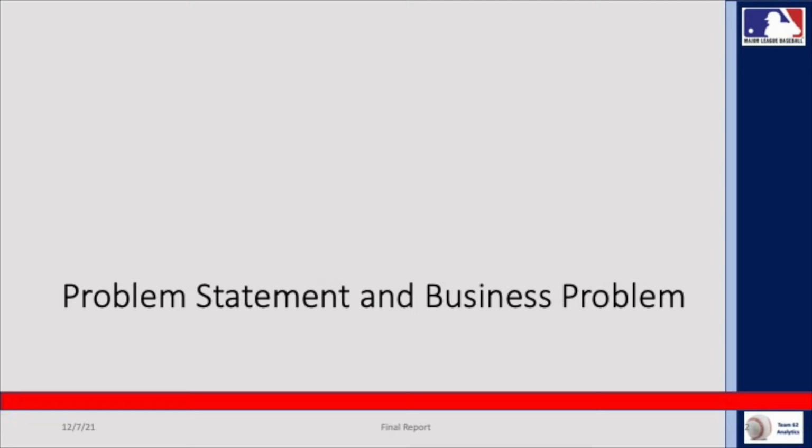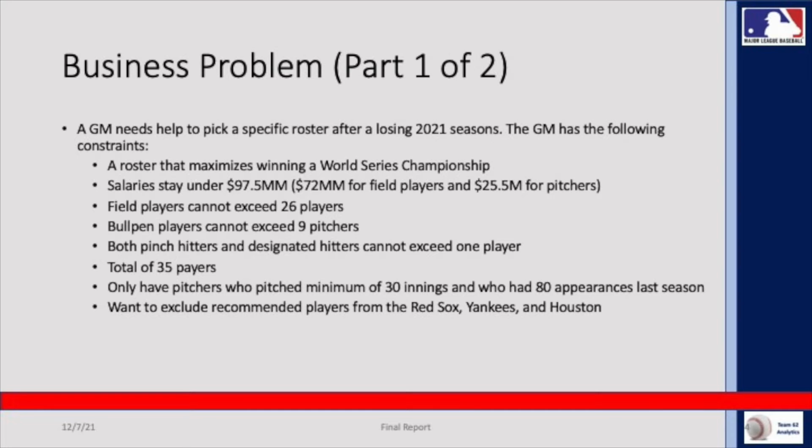The second part that I'm going to walk you through is the business problem. A GM came to us after having a losing and not so great 2021 season. They wanted to have a much better 2022 season and wanted to use our interactive dashboard. The GM came with the following constraints, which we'll walk you through. Stephen will walk you through later on in this discussion. But some of the constraints include, most importantly, the roster needs to win a World Series championship.